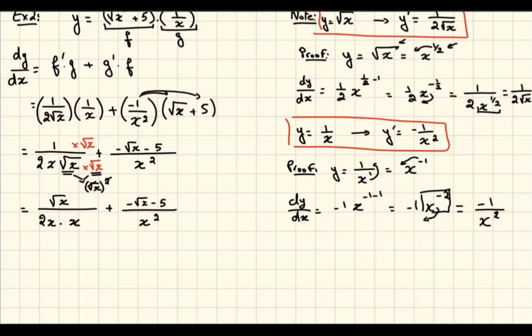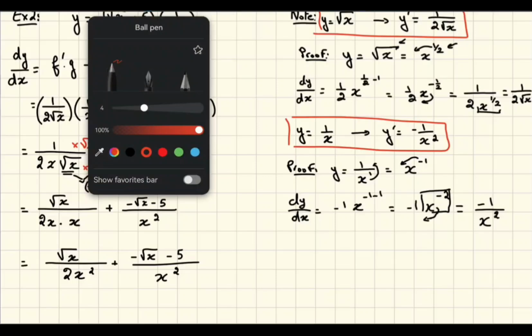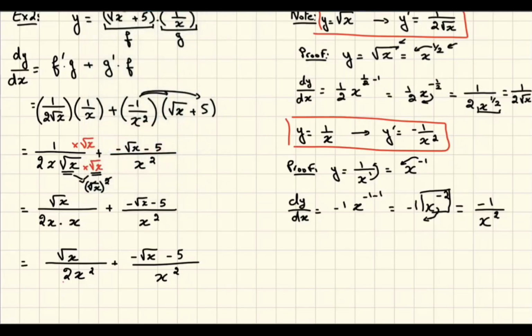Now as you can notice, x times x will give us x squared. So I'm gonna use this fact to make common denominator later on. So this is 2x squared plus minus radical x minus 5 over x squared. Now to add two fractions, I should have the common denominator. So here we notice we have 2, but here I don't. So I should multiply down by 2 and the whole thing on top by 2.